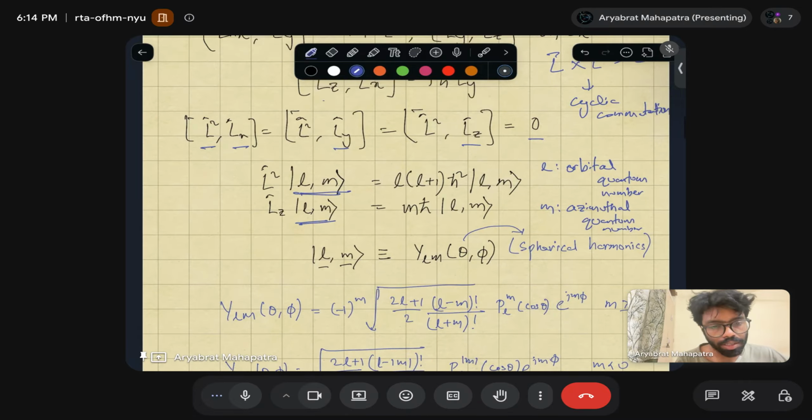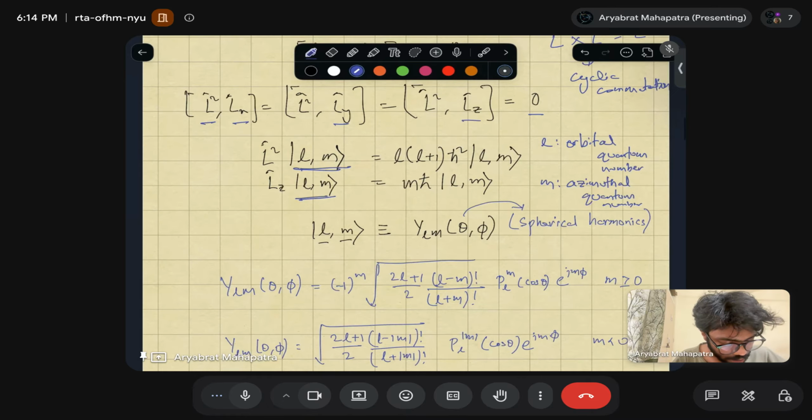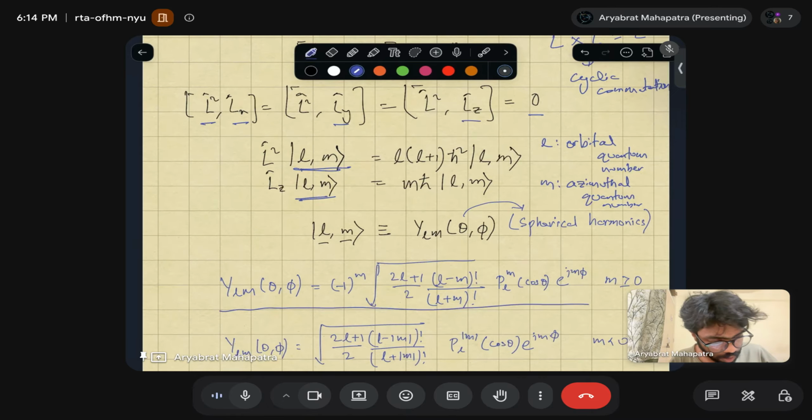Okay. So in order to understand these eigenstates, going forward we'll do one related problem. We'll see how this Lm angular momentum eigenstate can be expressed in terms of these expressions.